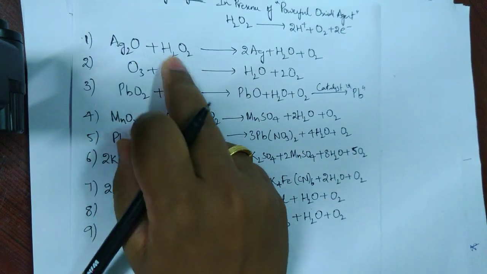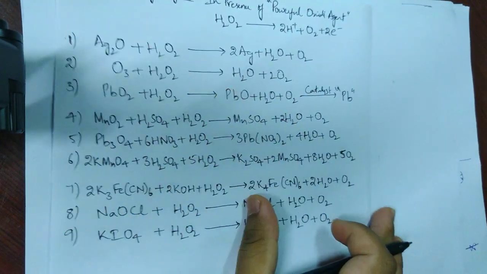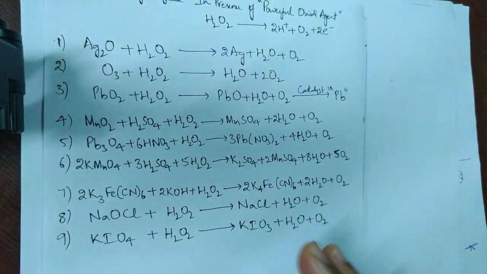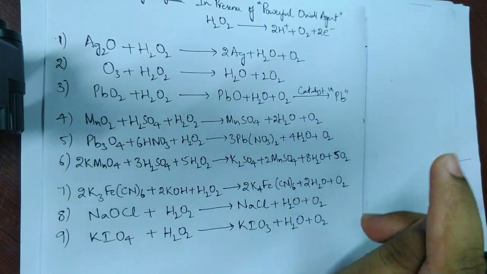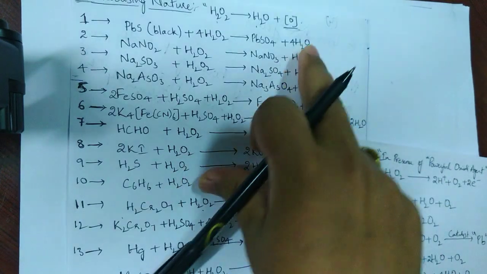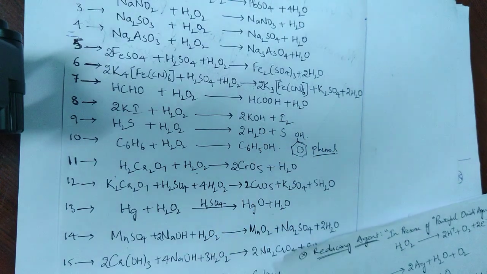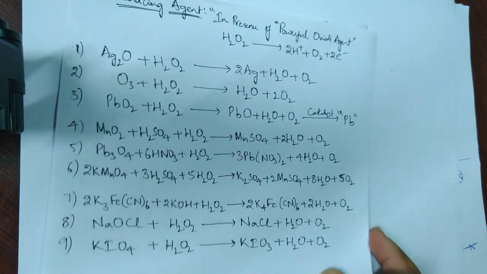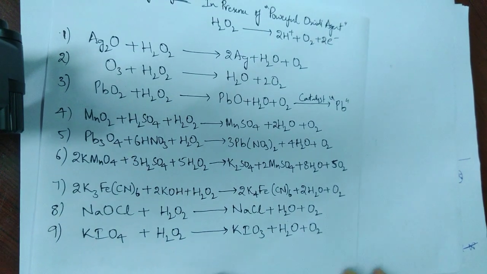Ag2O, that is silver oxide, in the presence of H2O2 will form silver plus water plus oxygen gas. In all the reactions, whether you see it in oxidizing nature or reducing nature, 99.99% there is production of water and oxygen. If you have observed carefully, you see water everywhere, water molecules coming out in all the cases. In fact, H2O2 is a very simple thing, it will decompose into water. As simple as that.